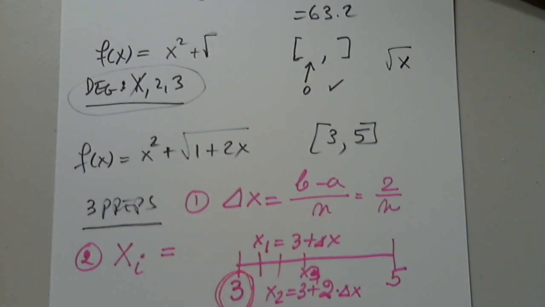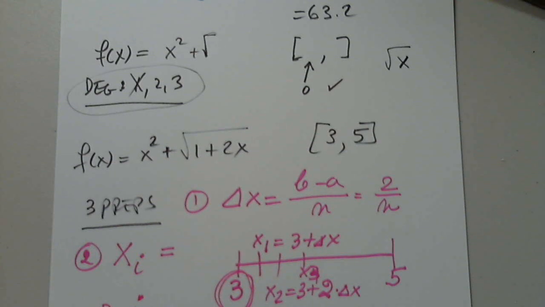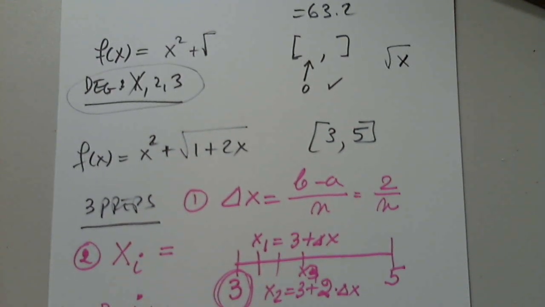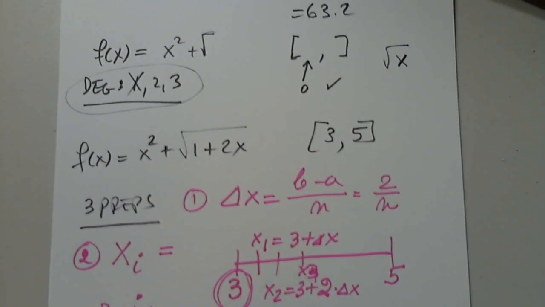I have to start at 3. 3 plus i delta x. Okay. So x1 is 3 plus 1 delta x. x2 is 3 plus 2 delta x. x3 is 3 plus 3 delta x. x4 is 3 plus 4 delta x. xi is 3 plus i delta x. Is this okay? Yes. Good. So xi is 3 plus, as you said, i times 2 over n. This is it.